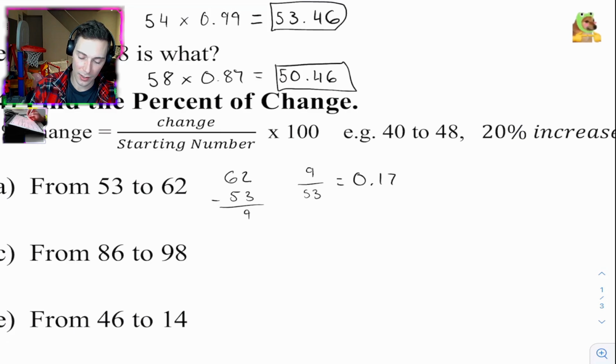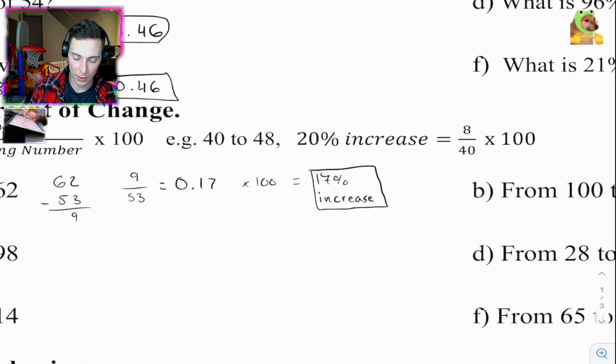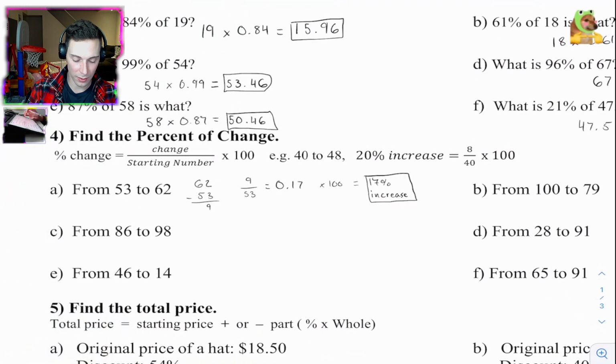Now if we want to change that decimal into a percentage, we can multiply it by 100, and that will be equal to 17% increase. It's important that we state that it's an increase, 17% increase, because not all of these are going to be an increase.